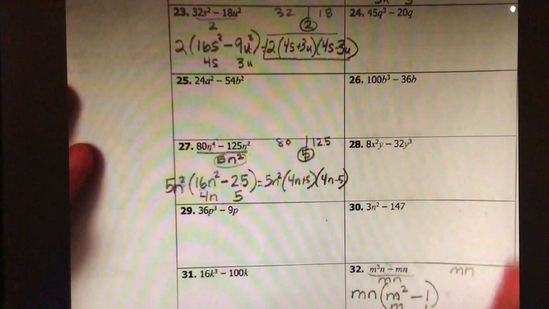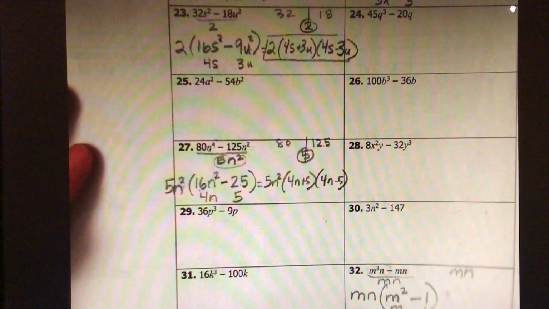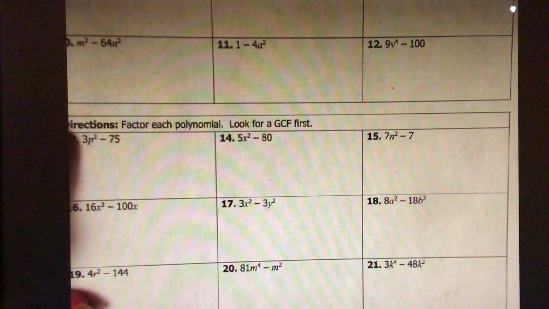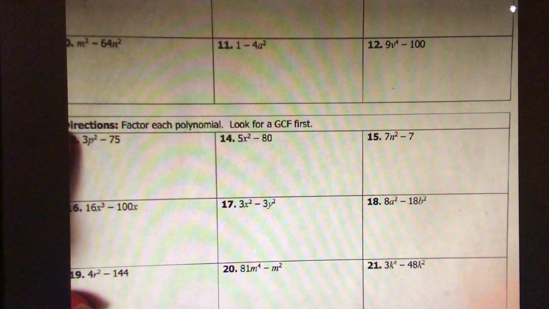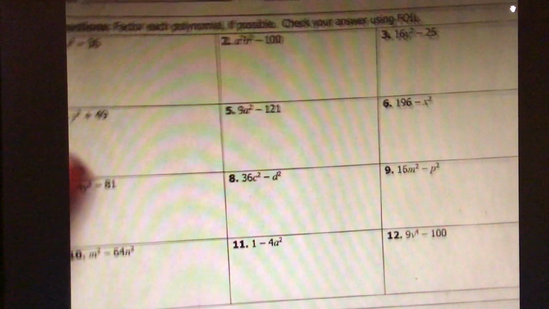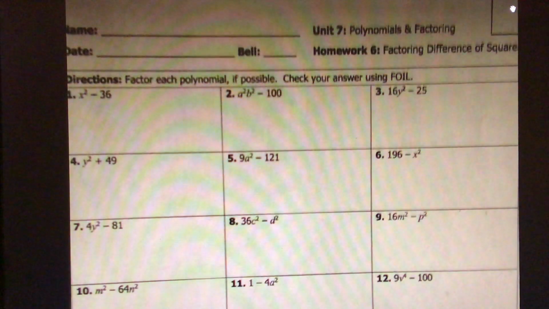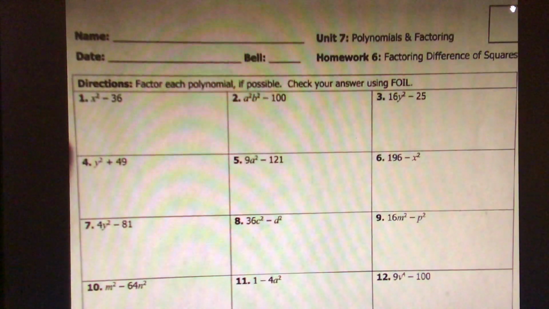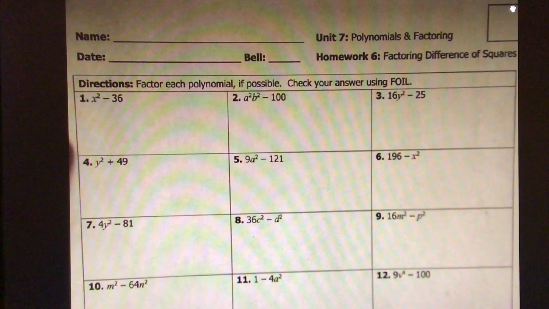Let's go for the homework. Oh, it says check your answers using FOIL. Okay, so again, the homework is homework number, if I go to the top, 6. The difference of squares.